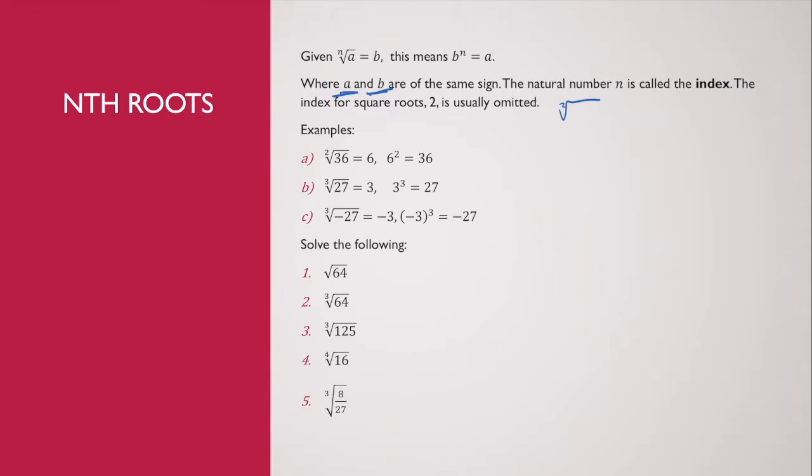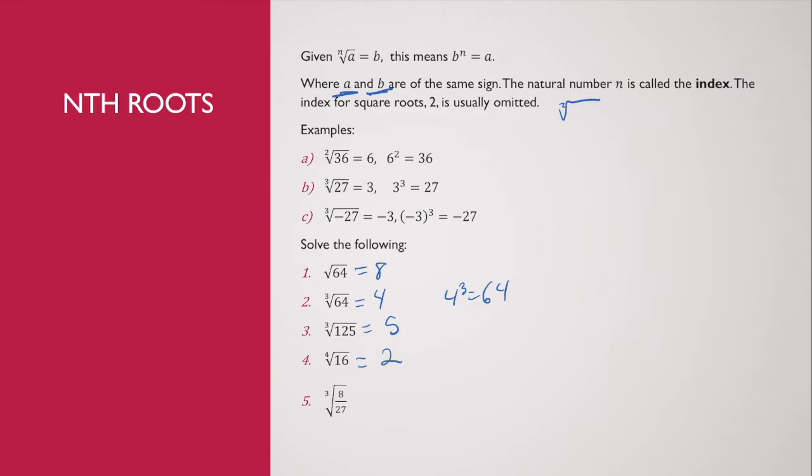So let's simplify the following. You can use a calculator for this, but it's nice to know some of the main ones right off the top of your head. The square root of 64 is 8. The cube root of 64 is 4, because 4 cubed is 64. The cube root of 125 is 5. The fourth root of 16 is 2.